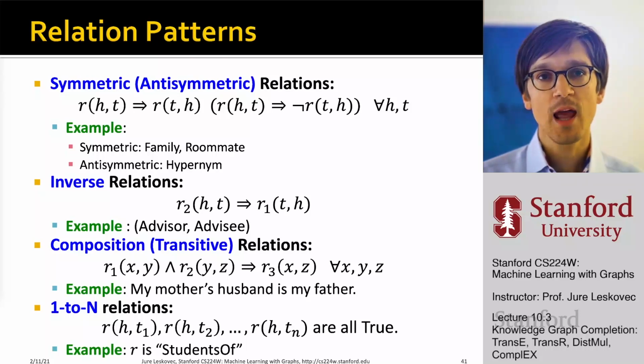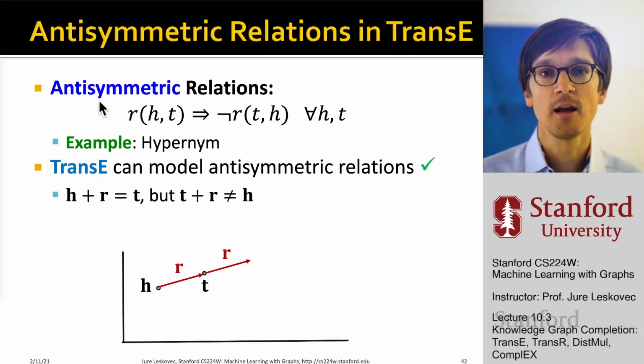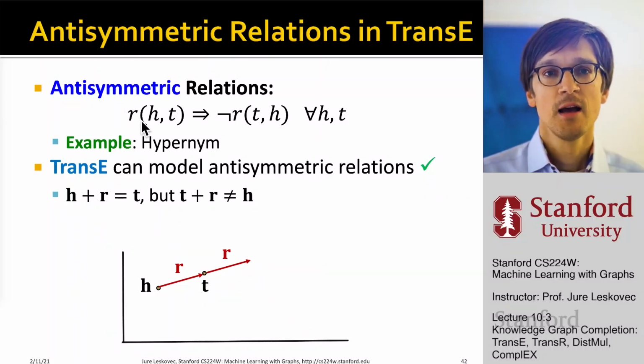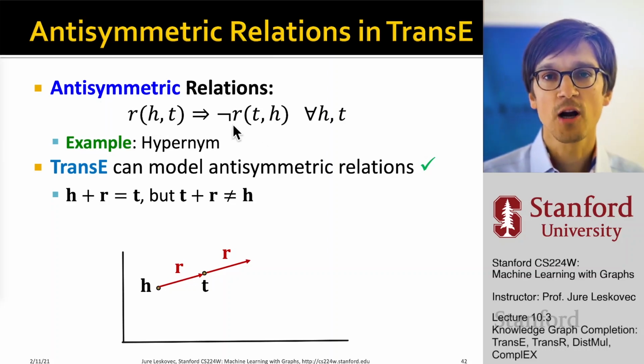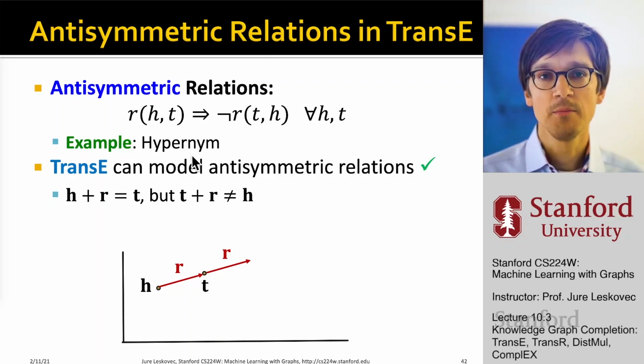And what we are going to do next is look at whether TransE is able to capture this type of relations. So for example, let's first talk about anti-symmetric relations. What would this mean? H is related with T, and T cannot be related with H according to the same relation, like part of, hypernym is an example.